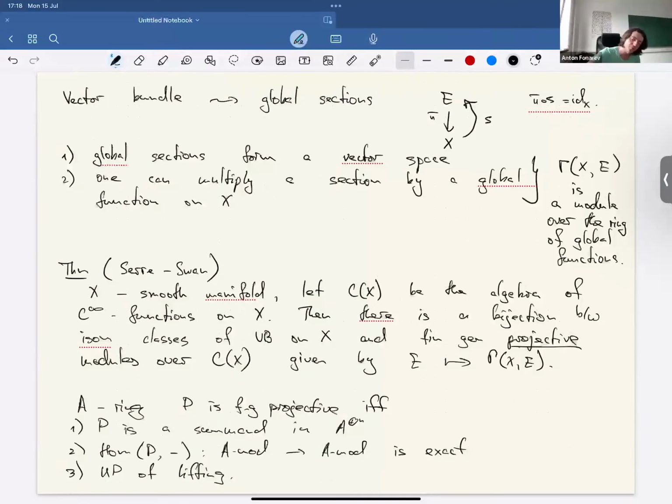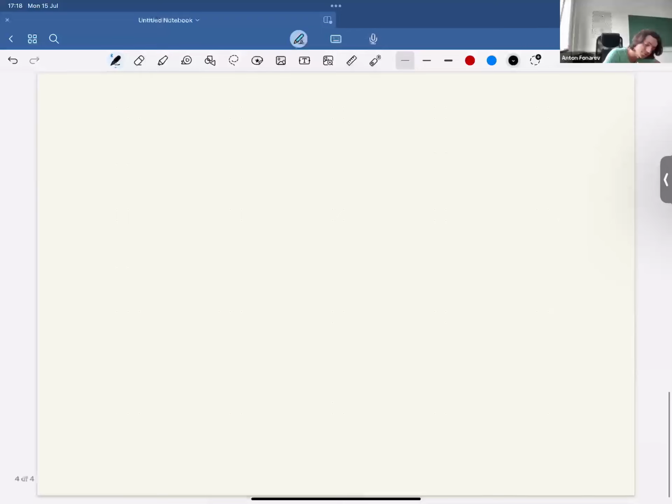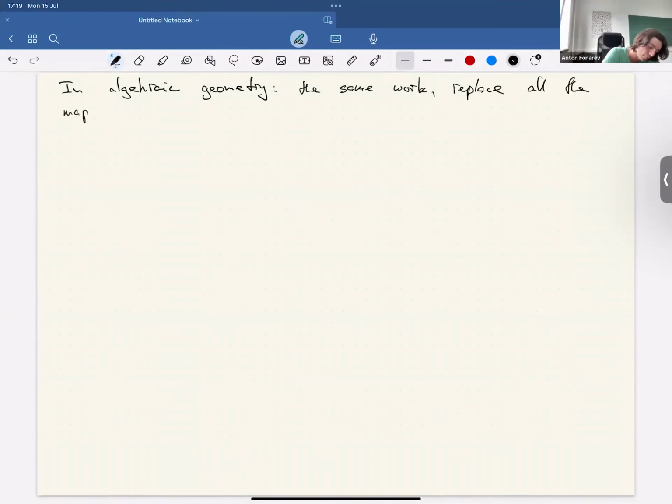So here is the big problem then. So let's switch to algebraic geometry. So in algebraic geometry, we have the same situation, the same definitions work. Just replace, what? Well, replace all the maps with algebraic maps. And for instance, there's one thing that doesn't work anymore. The Serre theorem doesn't work.